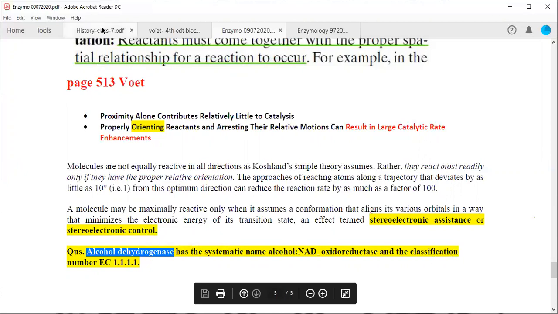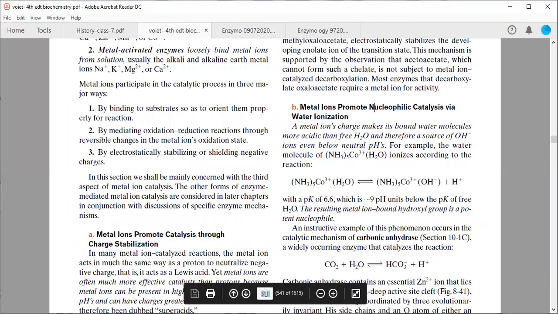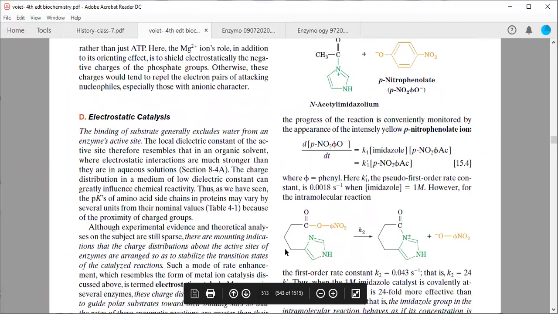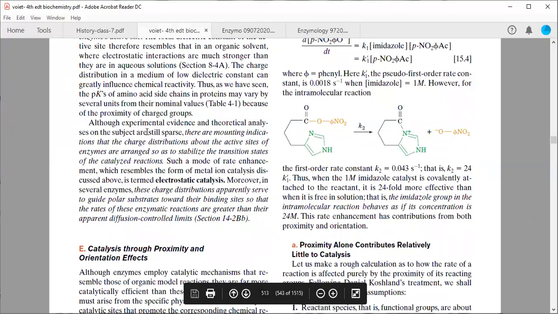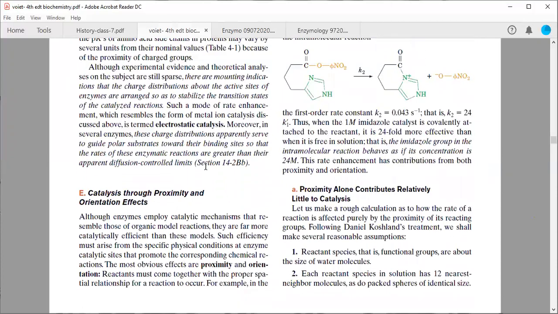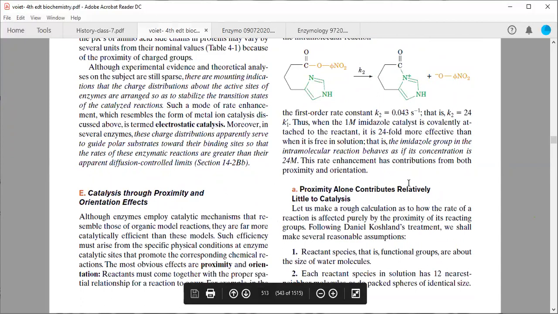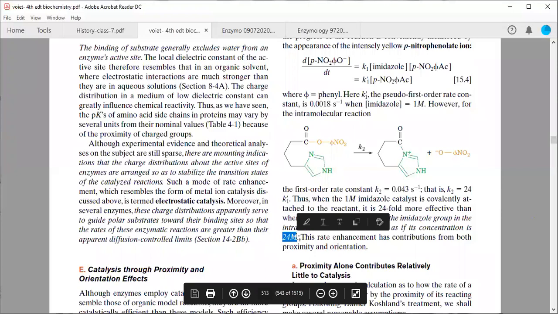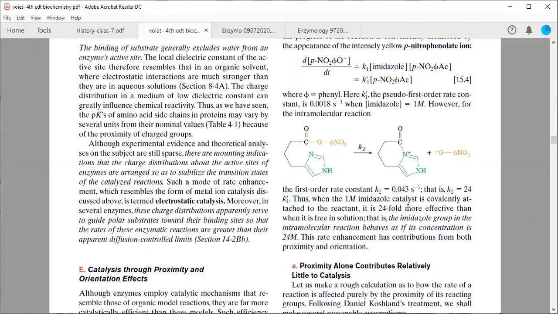Now we move to page number 513. Electrostatic catalysis we discuss a little bit, not in much detail, because this much is given in this book. There is the proximity and orientation effect. They have discussed many things about proximity and orientation because this is really important. They have shown that if there is a 24-fold effectiveness in the rate of reaction, the enzyme is increasing the concentration of the substrate from 1 molar to 24 molar. It simply shows that at the active site there are more substrates, so the concentration of substrate is almost increased, and therefore the rate of reaction is increased.